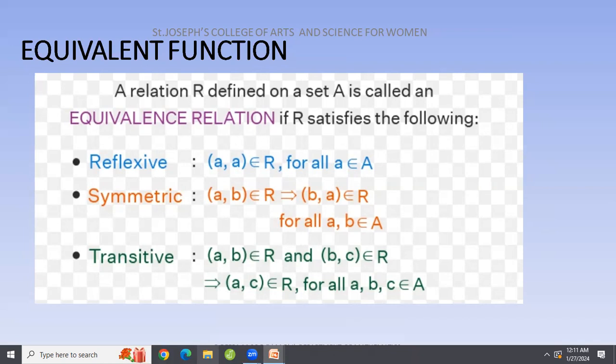First one, reflexive: (a, a) belongs to R, for all a belongs to A. Second one is symmetric: if (a, b) belongs to R, that implies (b, a) belongs to R, for all a, b belongs to A. Transitive: (a, b) belongs to R and (b, c) belongs to R, that implies (a, c) belongs to R, for all a, b, c belongs to A.